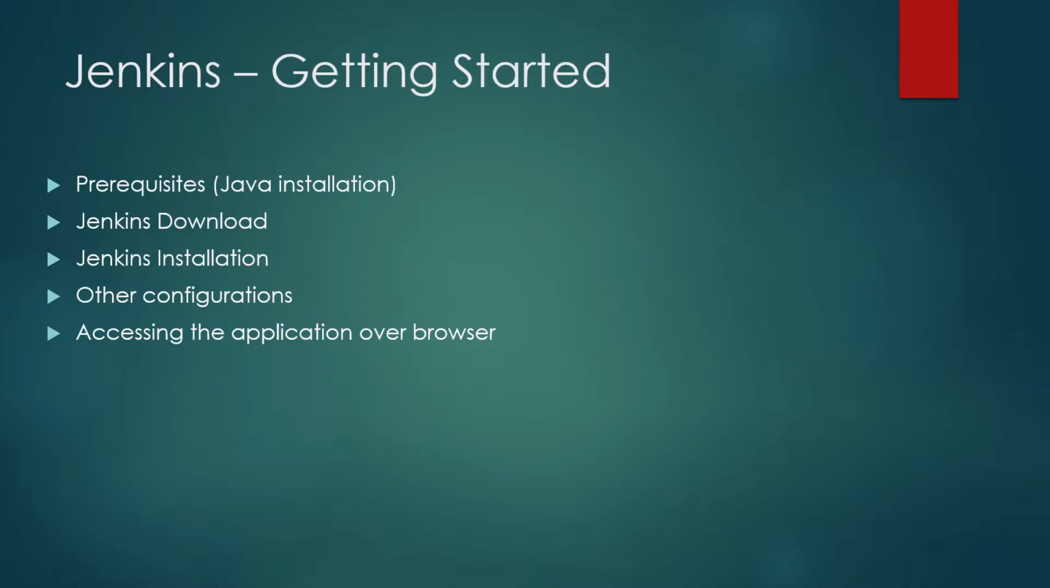So today, as you can see on my screen, we'll talk about how to get started in Jenkins. And today, we're going to talk on these 5 topics. First, prerequisites. Second, Jenkins download. Third, the installation of Jenkins. After that, a few configurations. And then how to access the application over the browser.